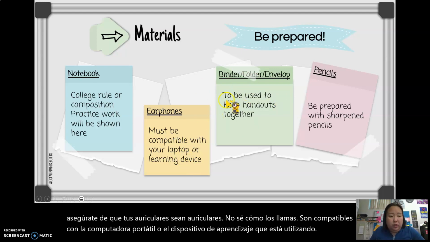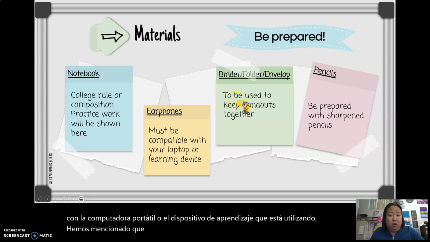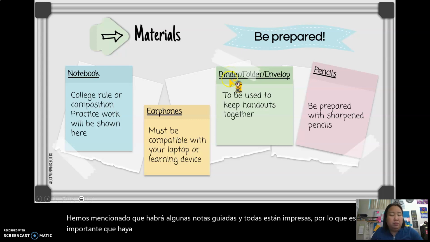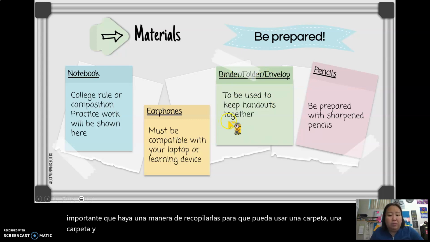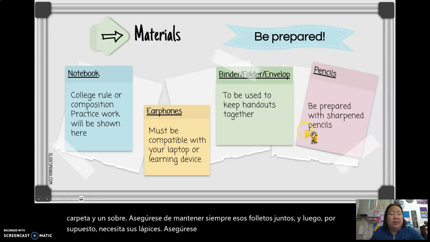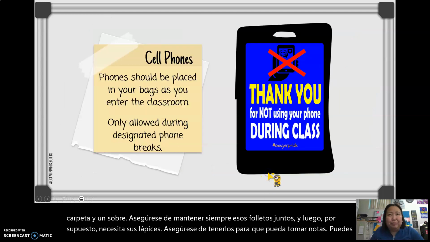We have mentioned that there will be some guided notes and they are all printed out. So it is important that there's a way for you to collect them. You can use a binder, a folder, an envelope. Make sure that you always keep those handouts together. And then, of course, you need your pencils. Make sure that you have them so that you can take down notes and do your work properly.